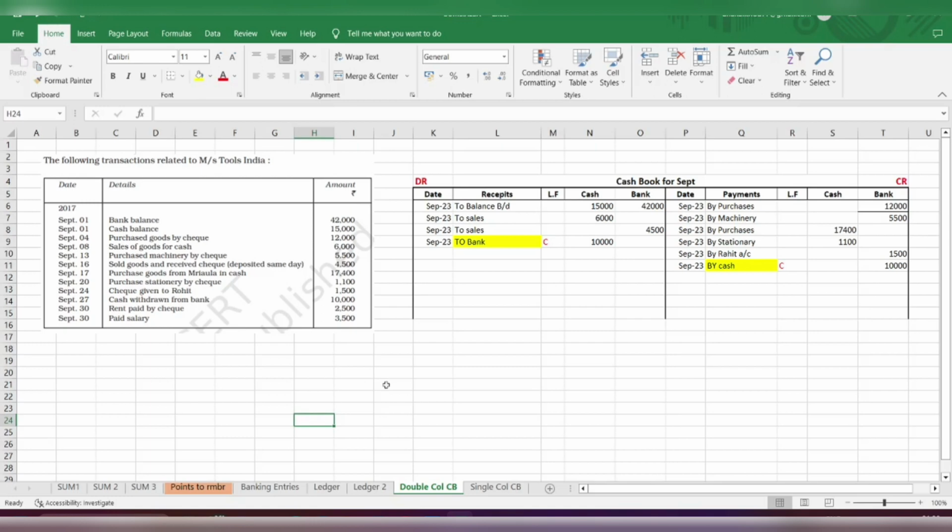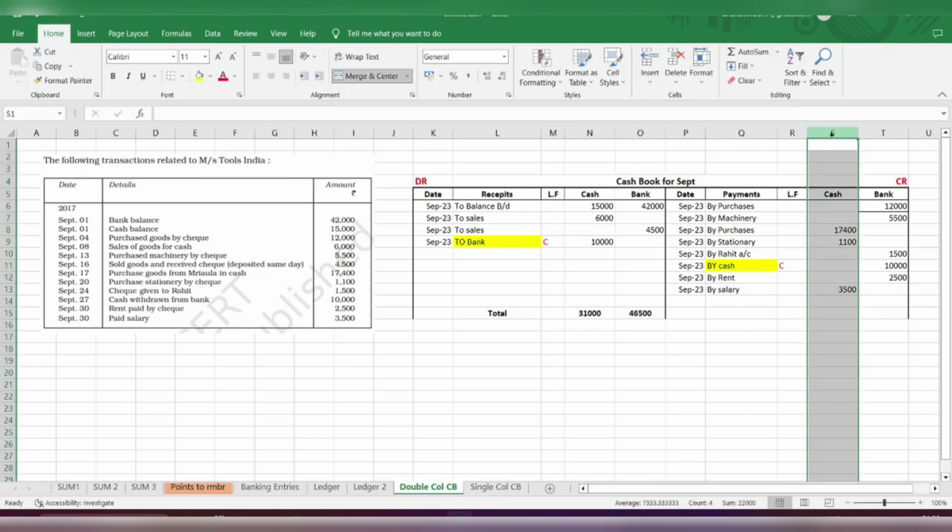Rent paid by check 2,500. Again, here it's a payment, by rent, bank column, because it is paid by check, 2,500. Paid salary in cash, 3,500. Now let us total both our columns. The total of our cash column here is 31,000 rupees and the total of the bank column is 46,500.